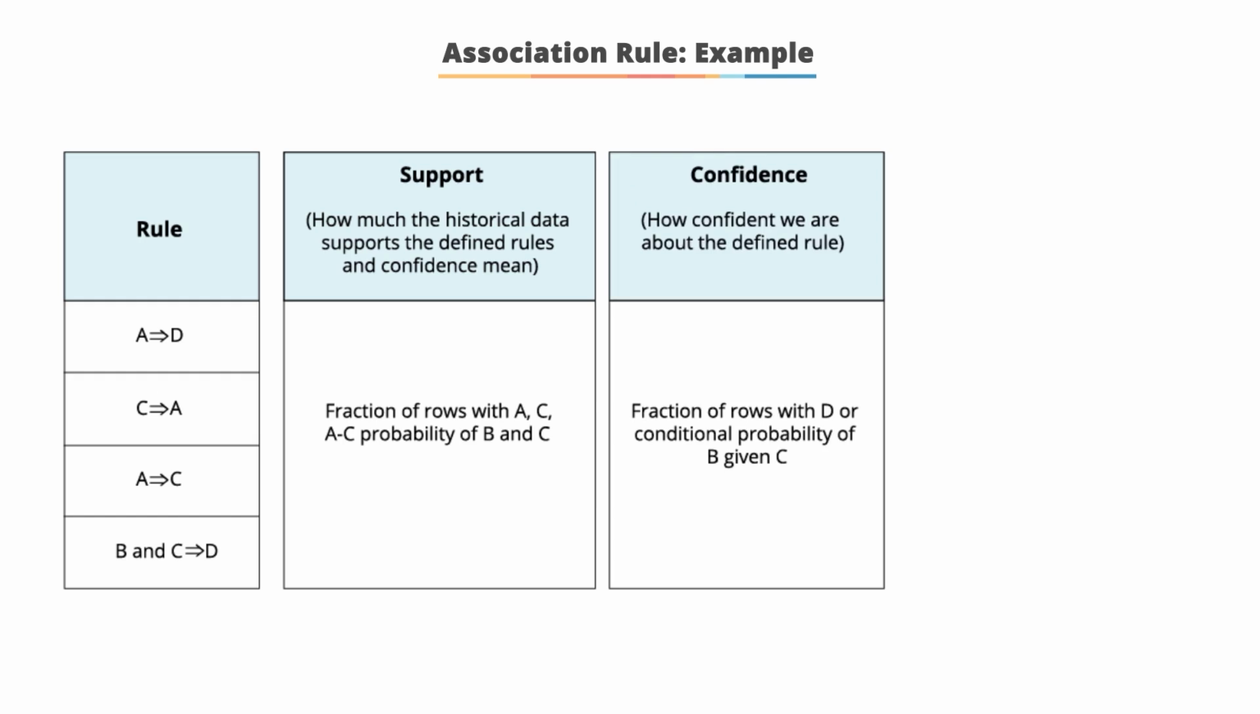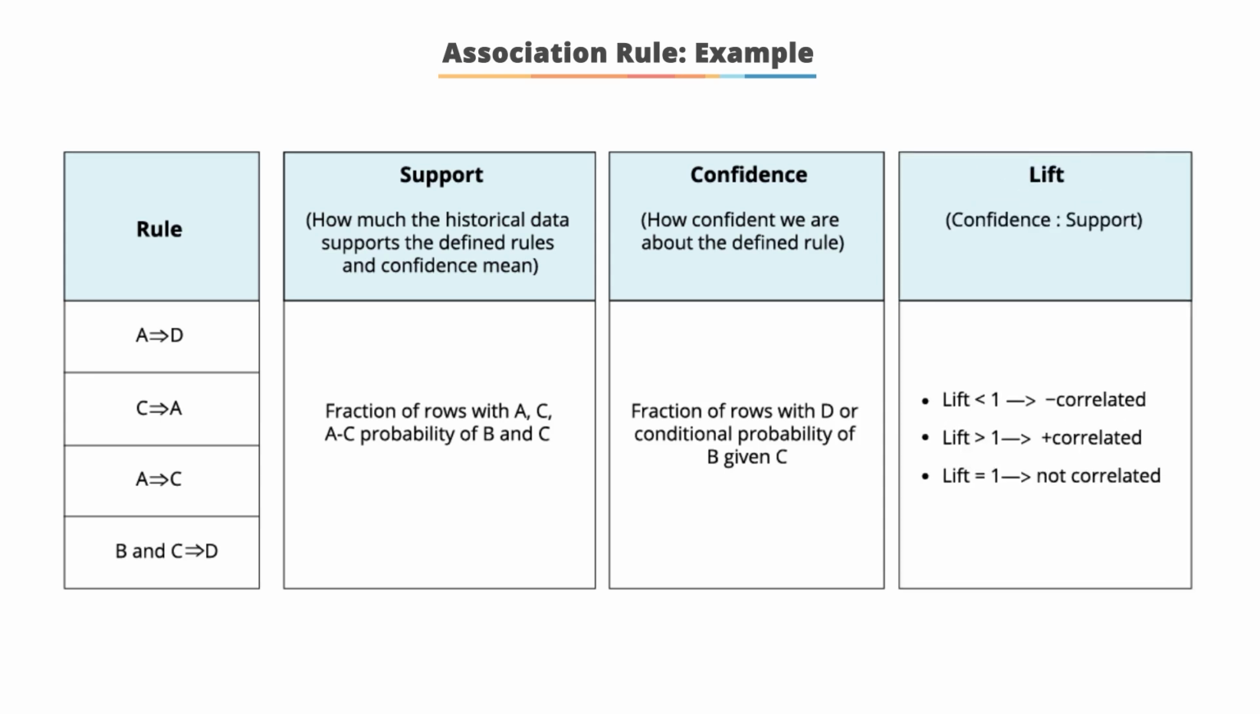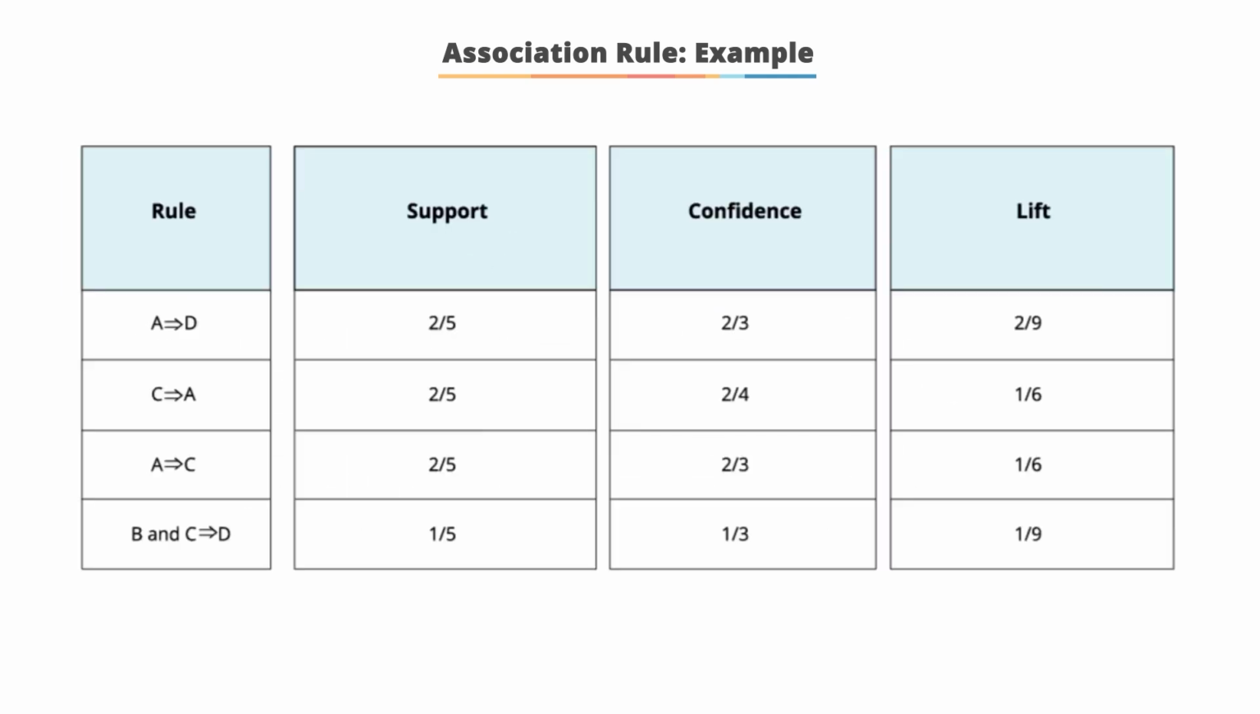Support can be calculated as the fraction of rows containing both A and C, or the joint probability of B and C. Among the rows containing A, confidence is the fraction of rows containing D, or the conditional probability of B given C. Lift is the ratio of confidence to support. If the lift is less than 1, then A and D are negatively correlated, else positively correlated. If it is equal to 1, it is not correlated. So when you are calculating support, confidence, and lift, values will result in the given matrix.